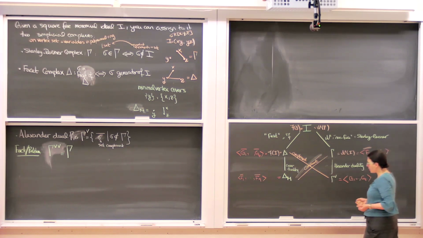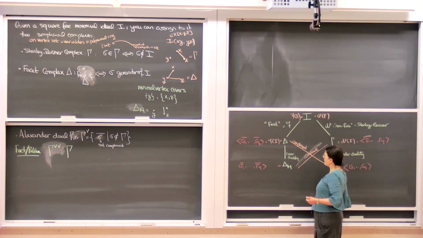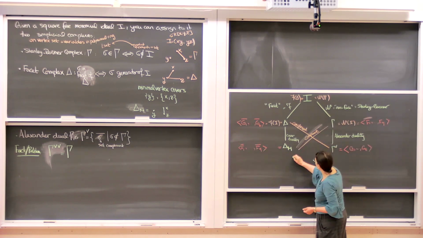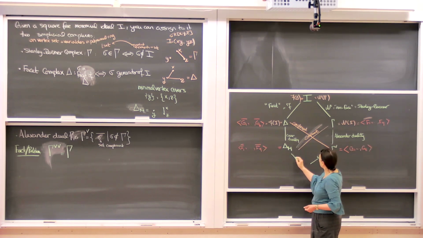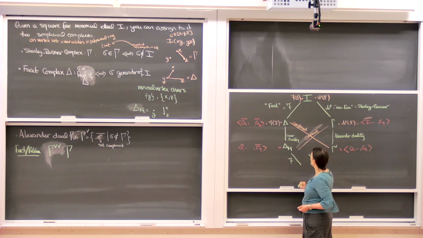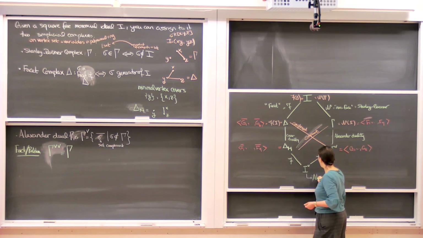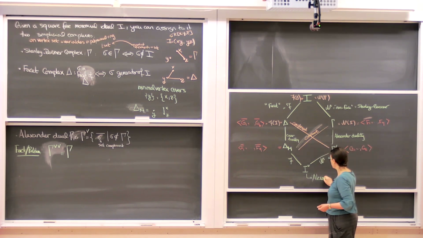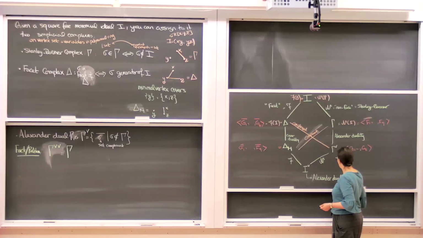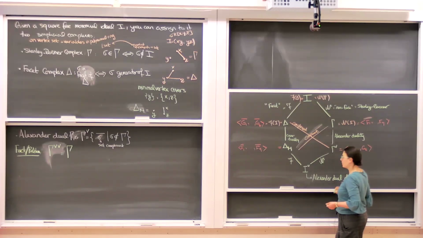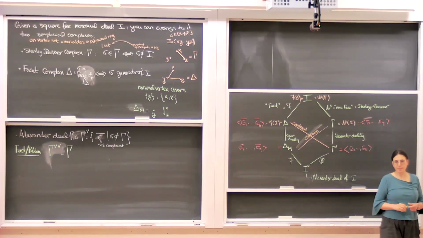All right, and at the bottom of my diagram is the fact that if you take the Stanley-Reisner ideal of gamma dual, or you take the facet ideal of delta M, you get what is known as the Alexander dual of I. Same ideal. Okay?